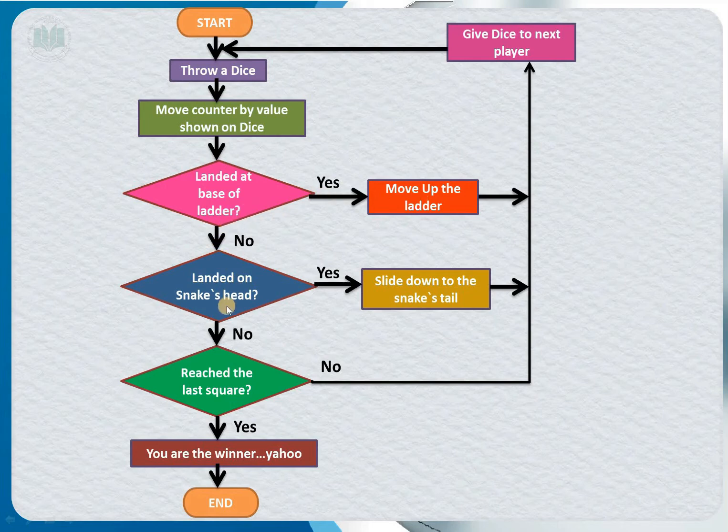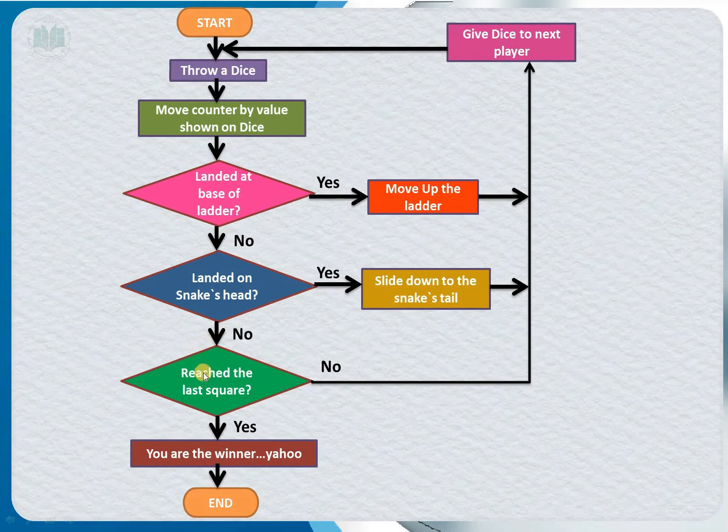But if it's not true, you have to check the second condition, and the second condition is if you are not landing on the base of the ladder, then did you land on the snake's head? If yes, slide down to the snake's tail, and after that come here and give the dice to the next player. But if you did not land on the snake's head, then you have to go to the next condition. So here you have to make a decision. If you are landing on the snake's head, then you have to move down to the tail of the snake, and if not, then you have to check the next statement.